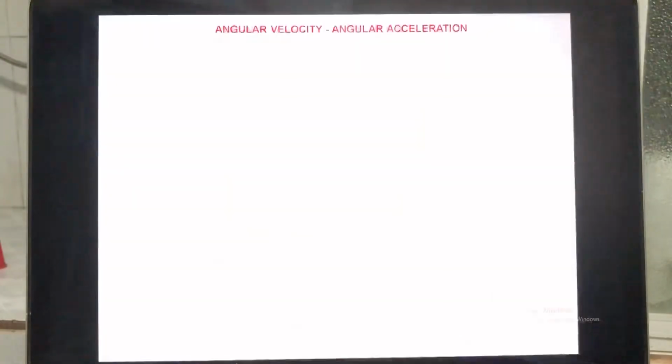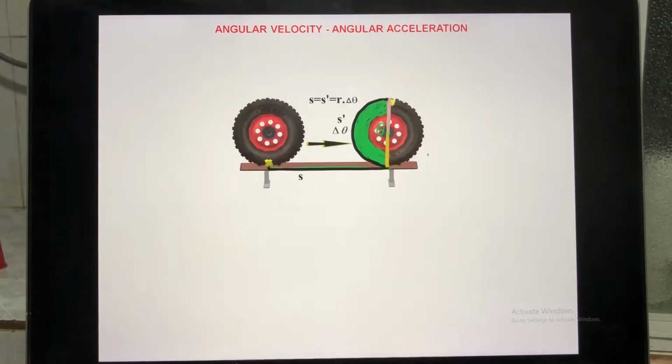slide. It's right here. So in the previous video, I explained about rolling without sliding already. And I have a relationship between the linear distance s here and the distance on the wheel like this. So s equals r times delta theta. Remember, we consider rolling without sliding, so we have that relation. If rolling with sliding, we don't have this relation, okay?